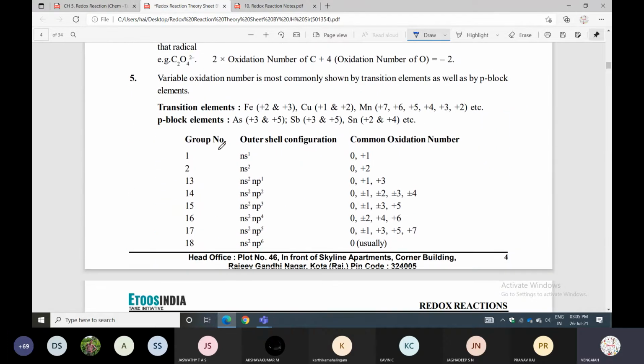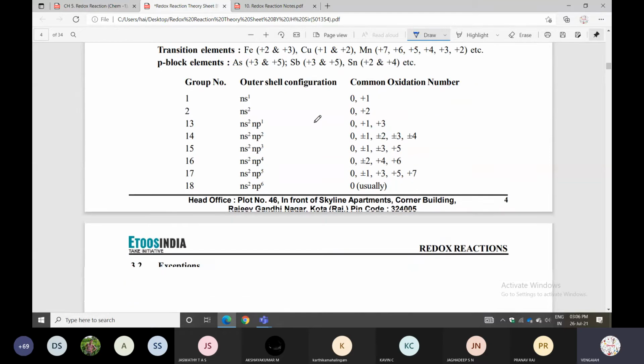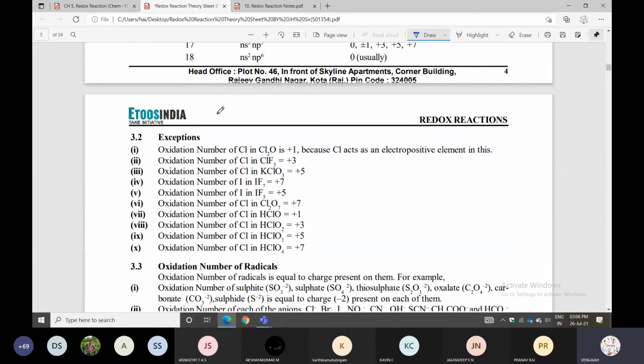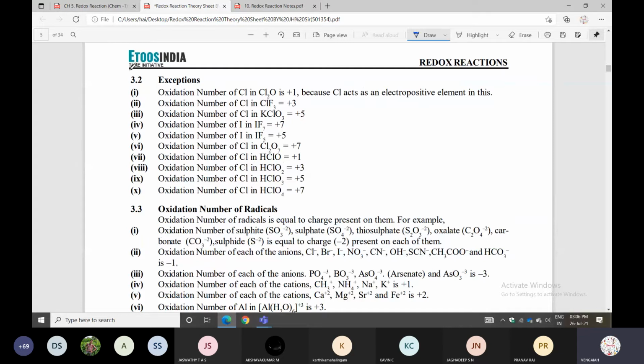So they have given the group number, the outer shell electron configuration, and the common oxidation state. 1A group element will be +1, 2A group +2, 3A group +3, 4A group +4, 5A group +5, 6A group +6, 7A group +7. The 18th group will be 0 as usual. So all these points will be very, very important. And some exception cases will also be there.